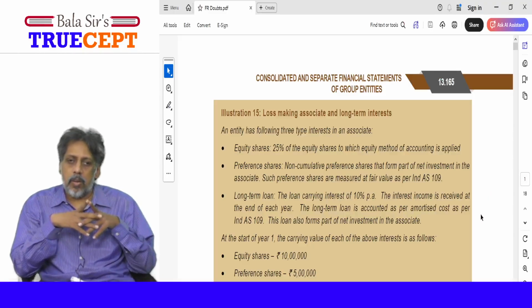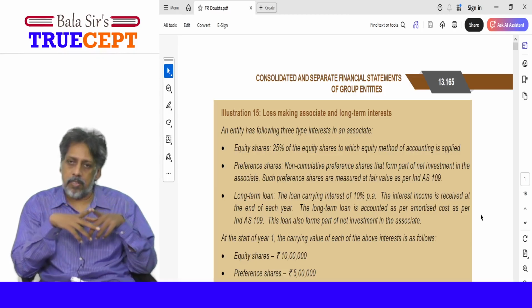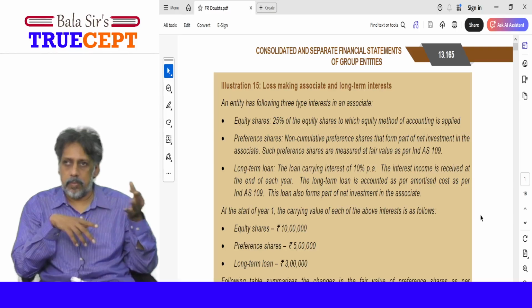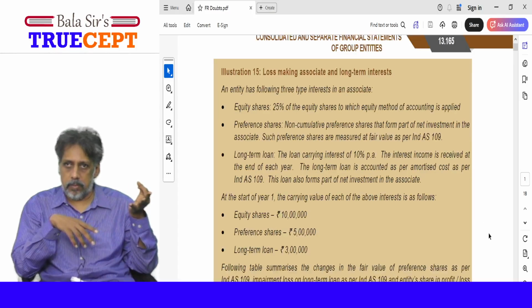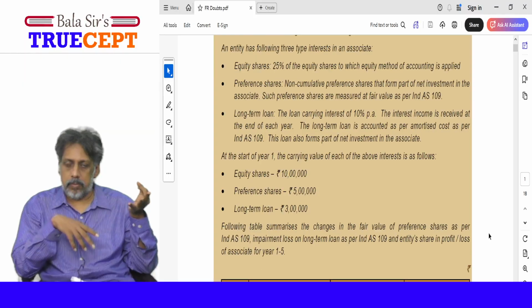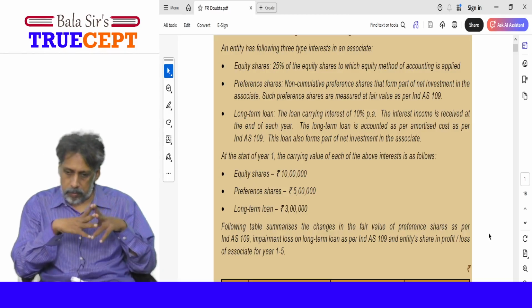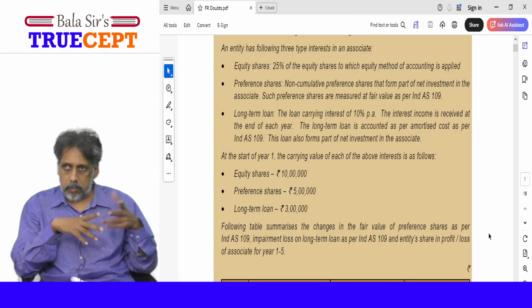Okay, now we shall go ahead and take on this example. Again, it is relating to share of loss relating to an associate. An entity has the following three types of interest in an associate. Equity share, 25% of equity share to which the equity method of accounting is applied. Preference shares, non-cumulative preference shares that form part of net investment in the associate. Such preference shares are measured at fair value as per IND AS 109.